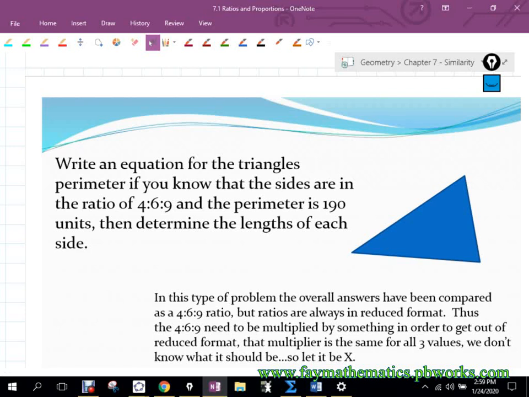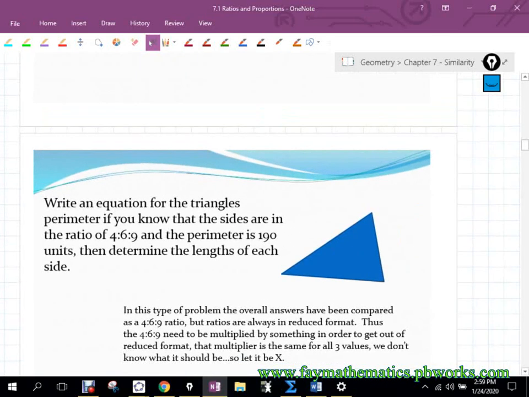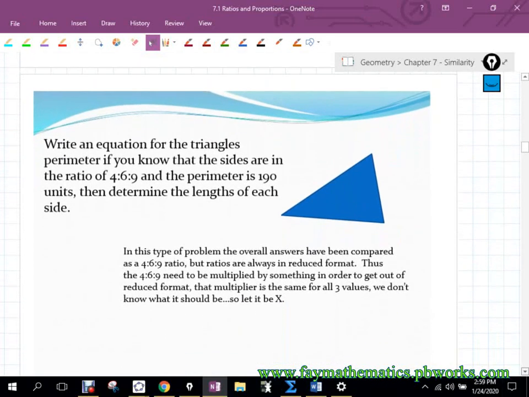So here's the kind of question you see with an extended ratio. They're usually not much different than these. They might talk about the perimeter of a triangle or a rectangle or some other shape, but they're very similar to one another. Basically what's going on here is that you've got these 3 side lengths that, in comparison to one another, are in this ratio of 4 to 6 to 9.